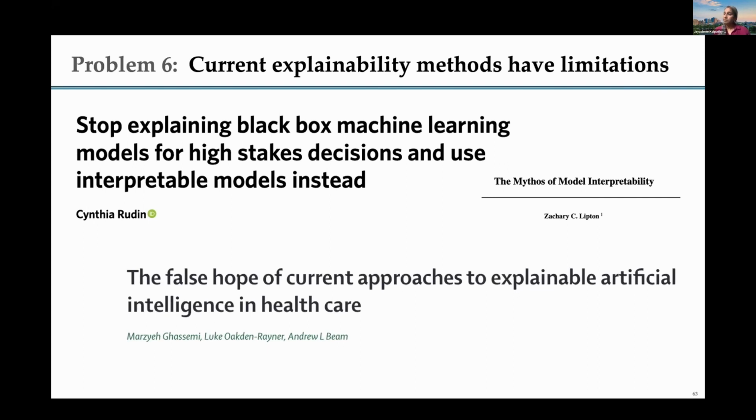On the other hand, there's been a pretty strong reaction from some people in the community saying that if you're going to use these black box models, really don't try to use these post hoc explanations. The bottom one is a more recent publication that again highlighted what they say is the false hope of explainable AI approaches.